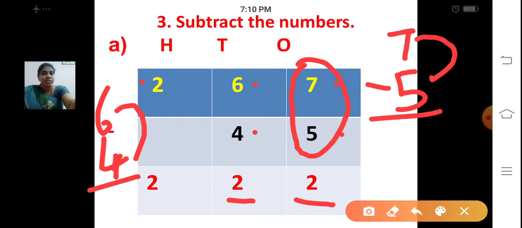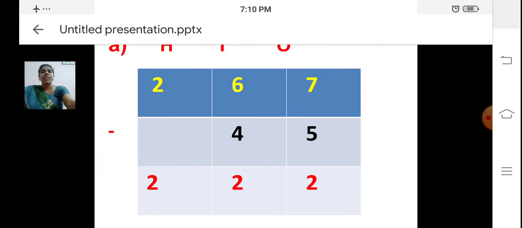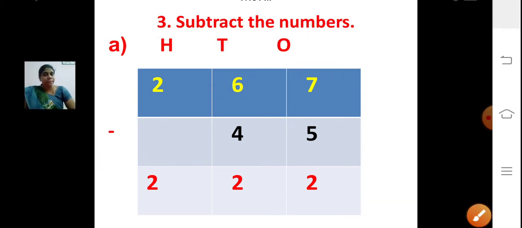And finally we have to keep the hundreds as it is. So bring down that 2. There is no number to subtract, so bring down that number 2. So what is the answer? 222. When you subtract 45 from 267, the answer is 222.